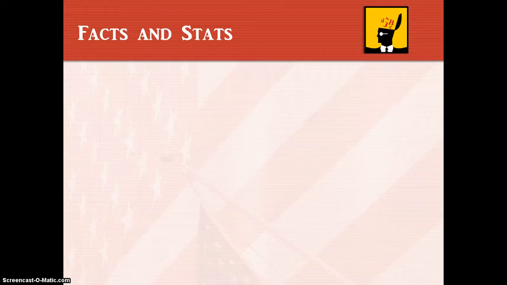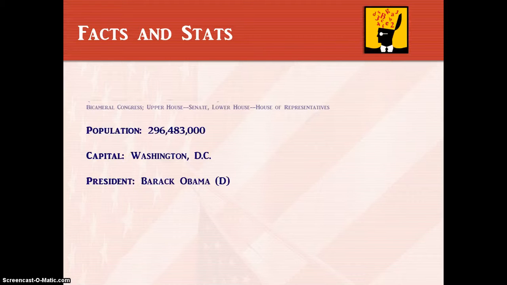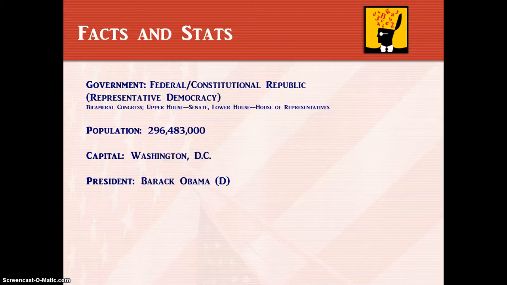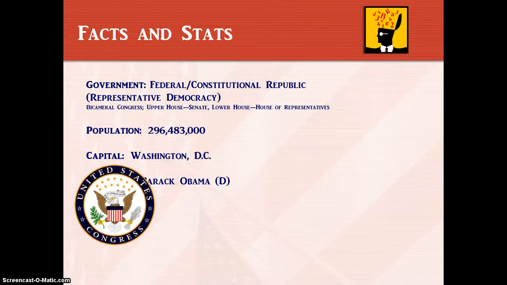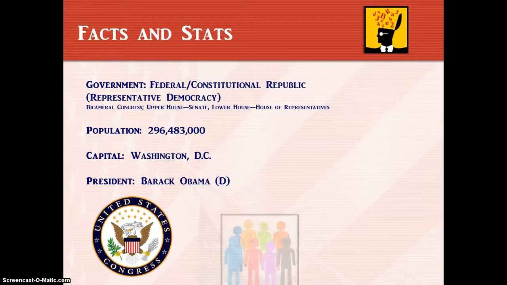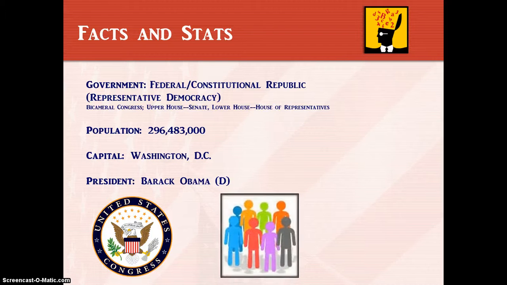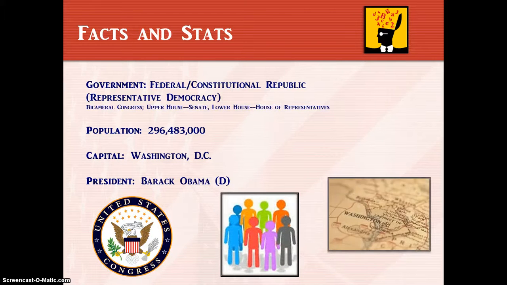Facts and stats. We are a federal constitutional republic government with a population of just under 300 billion folks. Our capital is Washington, D.C., and our current president, who is a Democrat, is Barack Obama.